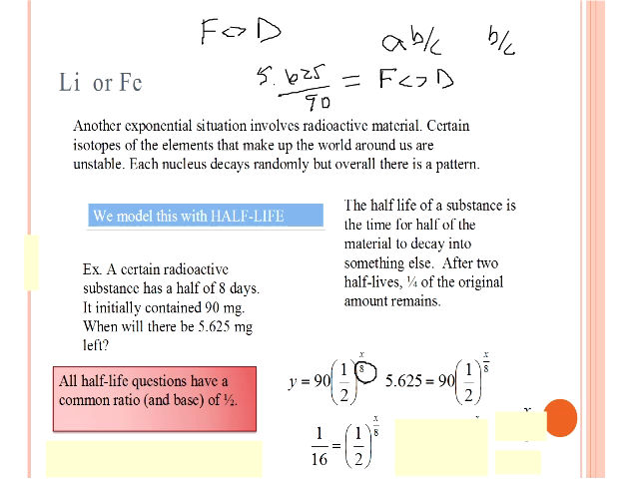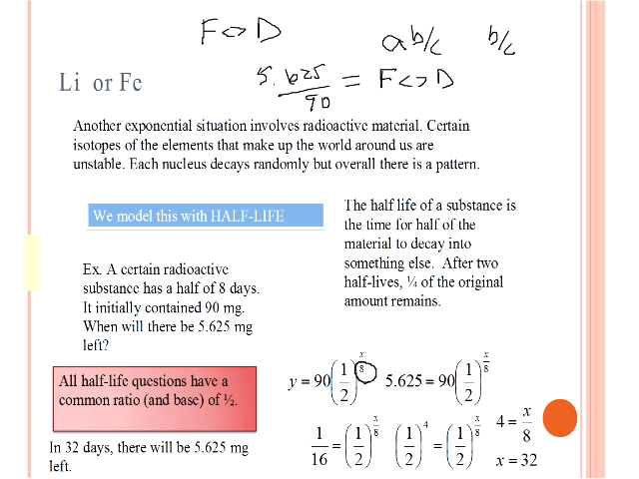That is helpful because now I can see that I have 1/16, so I can get common bases. And so 1/16 is 1/2 to the 4. Since my bases are the same, my exponents are the same. And so I can see here in 32 days there would be that much left. Sorry, not minutes, days, because the half-life is in days.